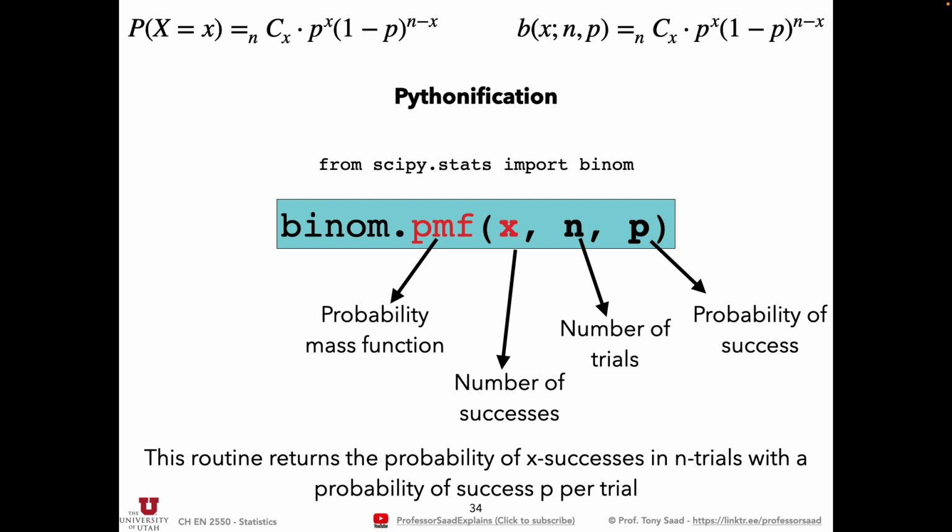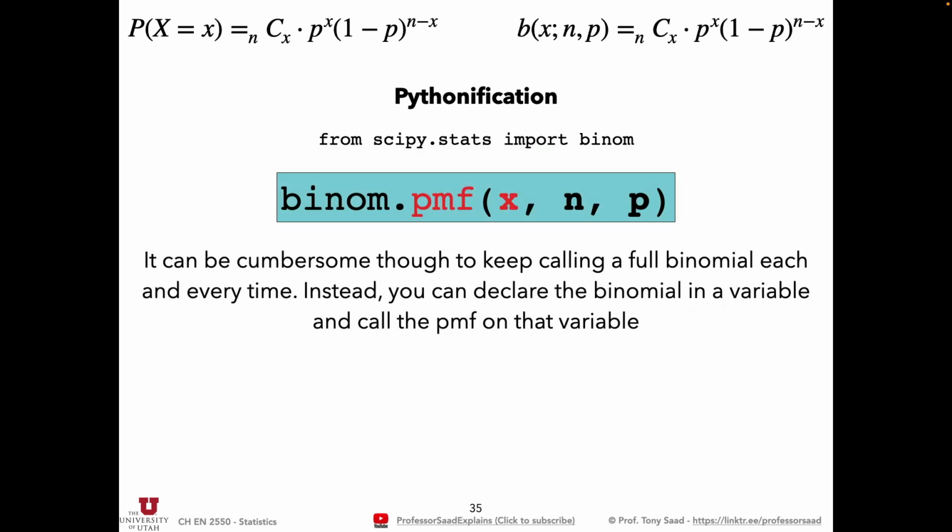Sometimes it can be cumbersome to keep calling the full binomial each and every time. Let's say you already know you're doing 100 trials with a probability of success of 40%, but you're trying to understand the probability of getting 5 successes, 7 successes, 10 successes, where n and p are always the same. It doesn't make sense to keep calling that function over and over again. It would be helpful if we were to just freeze n and p and only vary x, right?